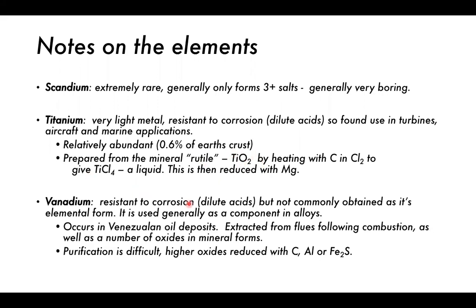Vanadium is resistant to corrosion, dilute acids again, but not commonly used in its elemental form. It's used generally as a component in alloys, so it occurs in Venezuelan oil deposits, so extracted from flues following combustion, as well as a number of oxides in mineral forms. Purification is difficult because the higher oxides are reduced with carbon, aluminium, or iron sulfide.